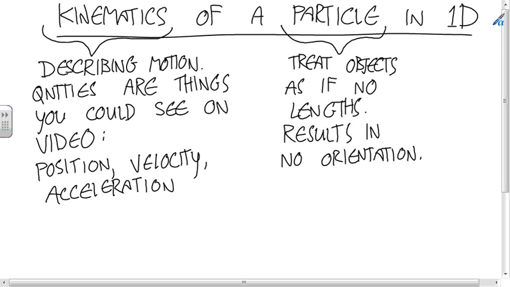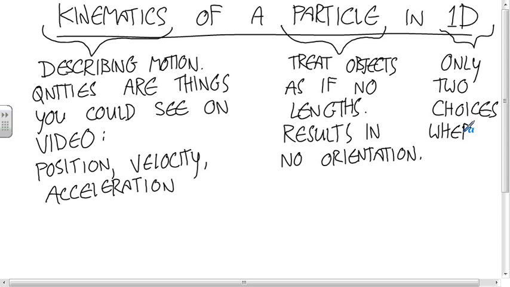And then the last thing, 1D. That just means that at any instant, the object that you're looking at only has two choices where to go, okay? You can think of it as forward or back, side to side, where to go.